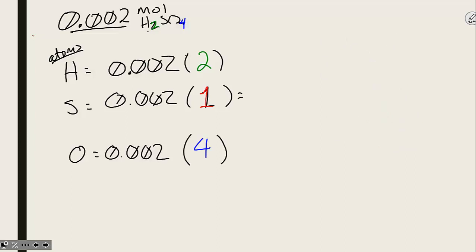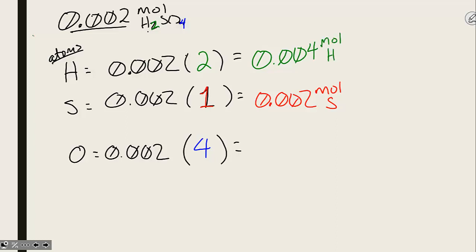We no longer have 0.002 moles of each one. We would have 0.002 moles of sulfur, but we would end up with 0.004 moles of hydrogen and 0.008 moles of oxygen. Well, that's good information.